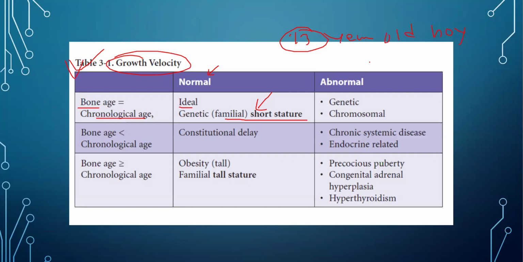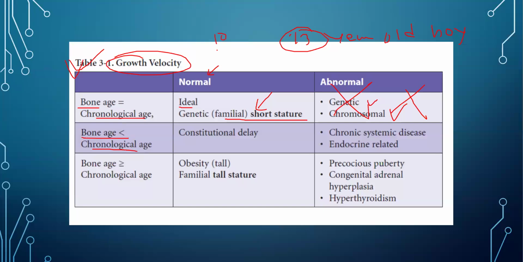But sometimes, even in some chromosomal or other genetic abnormalities, you can get a bone age equal to chronological age, but with some abnormal physical examination findings. This is not needed; it's very unusual, so forget about it. Just remember that in genetically short stature children, bone age will be equal to chronological age. That's it. How about if a child has a bone age less than chronological age?